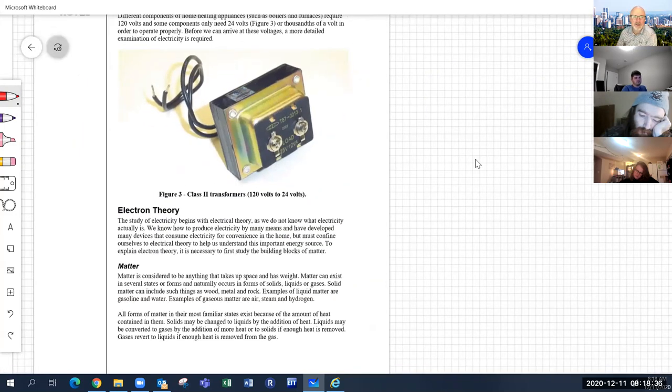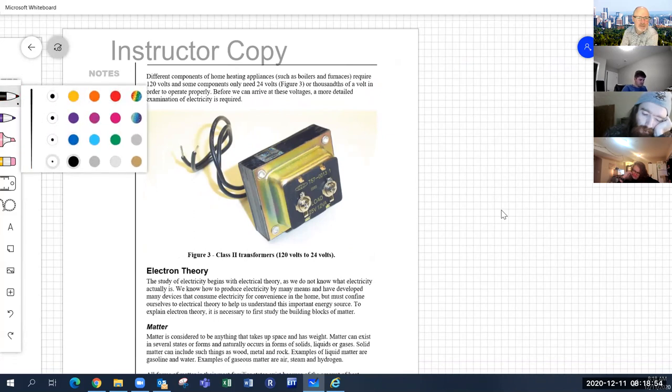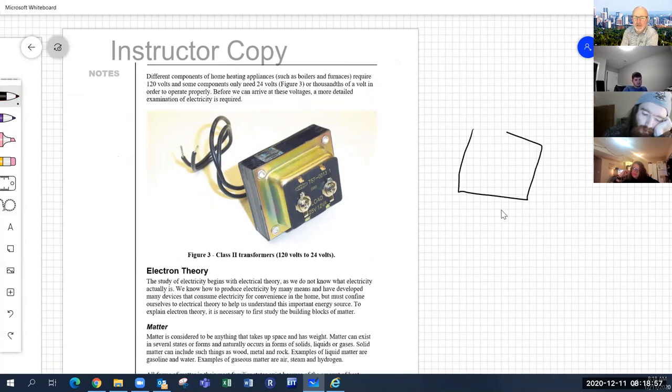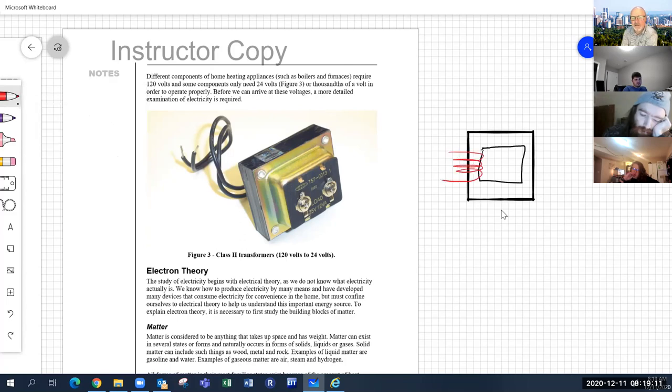Now, here we have what is known as a transformer. It depends on the wires that are wrapped around it. Inside this, there's an iron core, and then we have coils of wire. Depending on the coils of wire around it, that's how much it steps up or steps down the power.